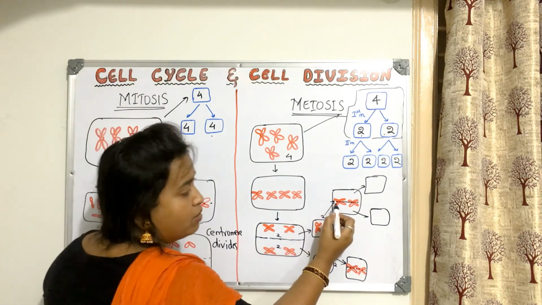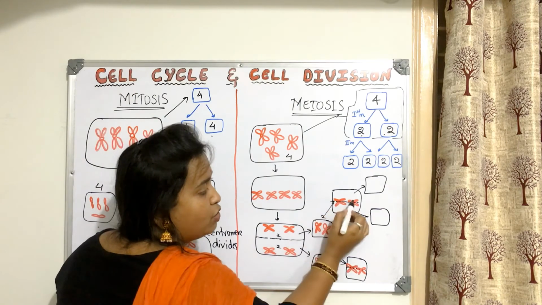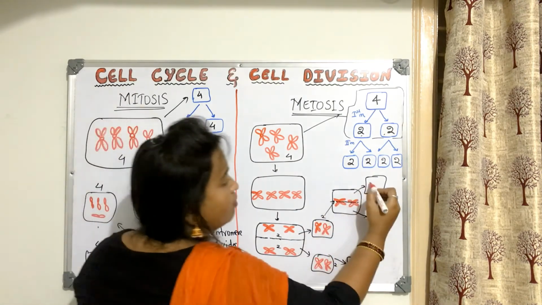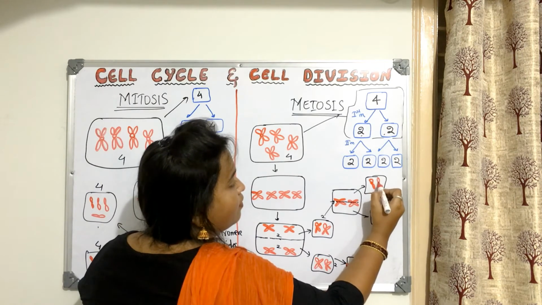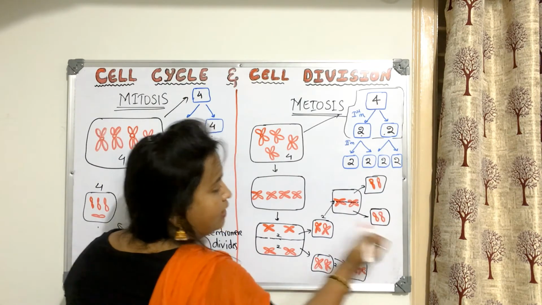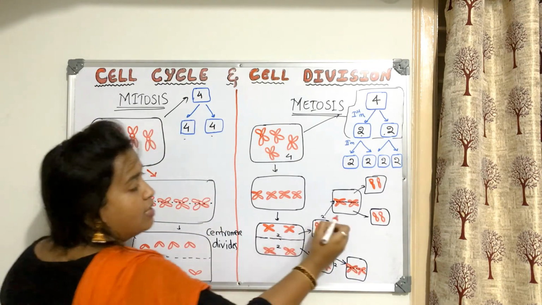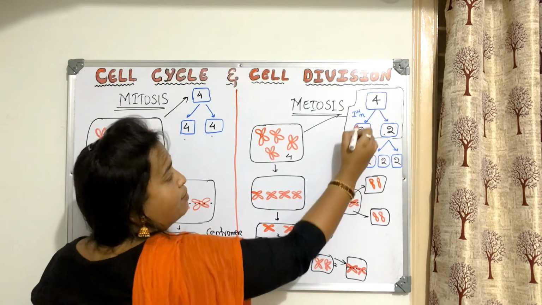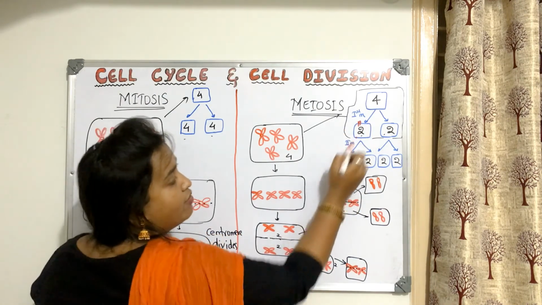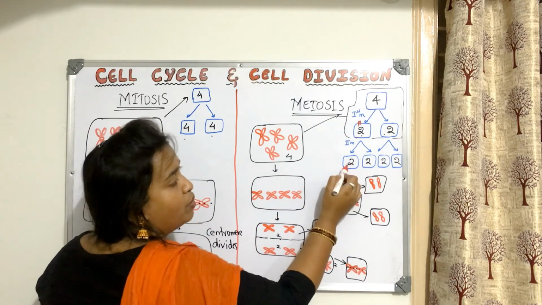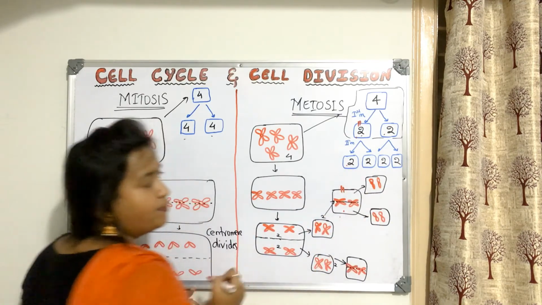So what will happen now? Centromere division happened. These two chromatids will go into this cell. Like this. What about here? Same thing. Like this. So ultimately, this is this cell, right? I am doing this marking, you can understand. Now this will produce two cells. Yes, it produced two cells. What is the number of chromosomes? 2 and 2. Yes, 2 and 2.